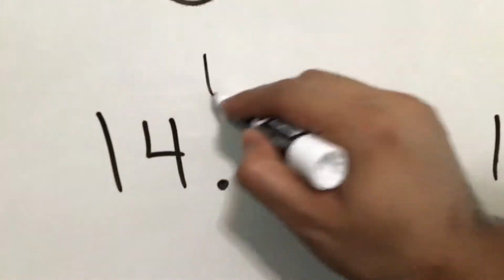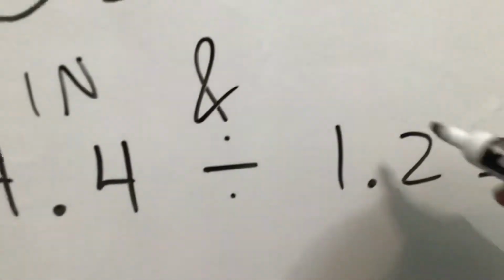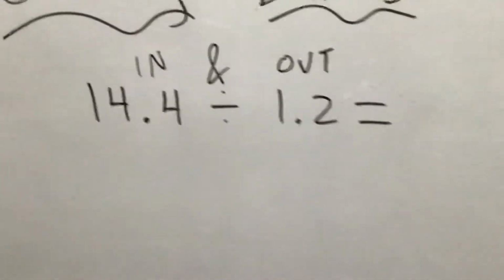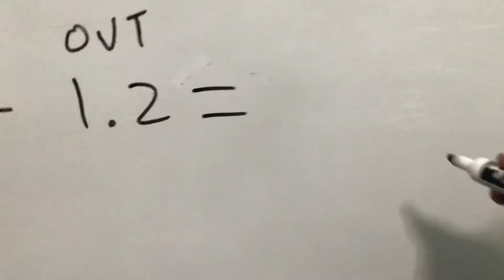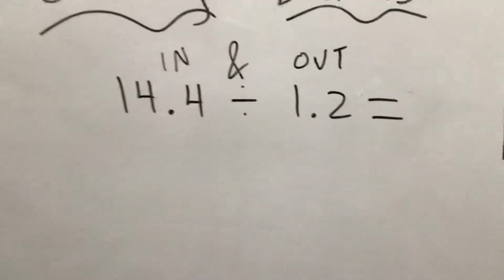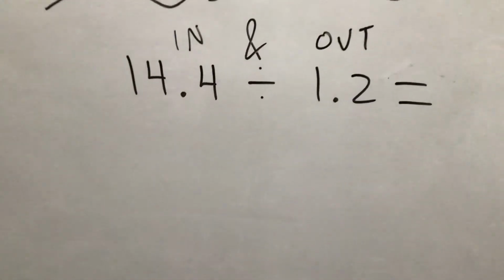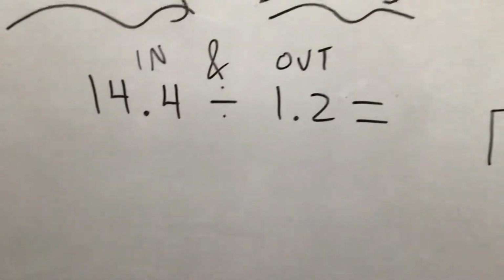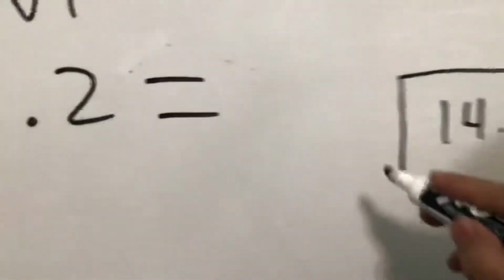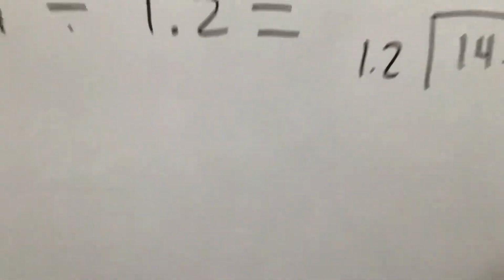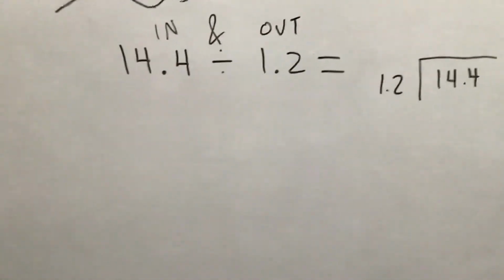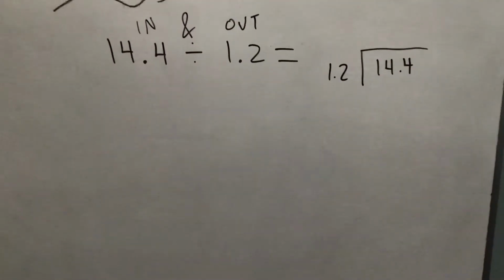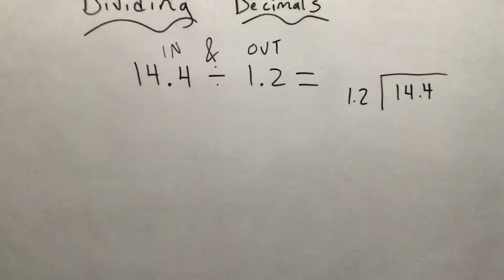What I like to tell my kids is just remember that this is in and out. So what do I mean by in and out? Well, when I create my house, the 14.4 will be the number inside the house, and the 1.2 is the number that will go outside the house. If they give it to you as a fraction, I like my students to remember top number goes in, bottom number goes out of the house. That's what we usually call TIBO.